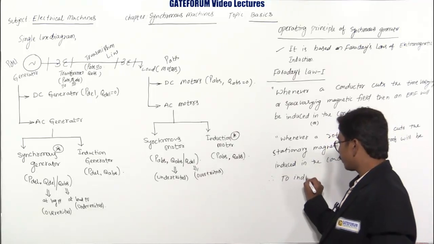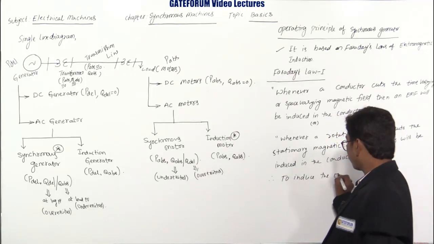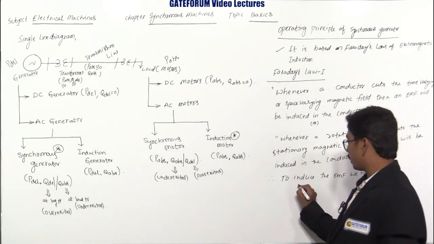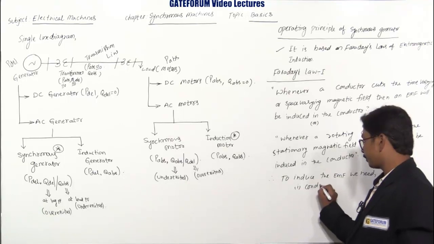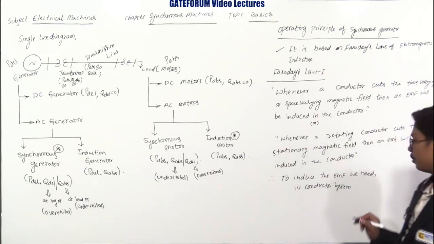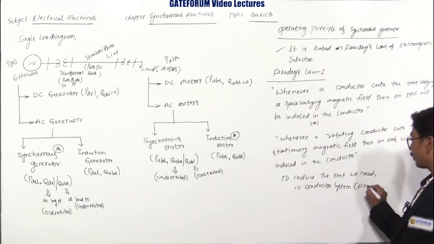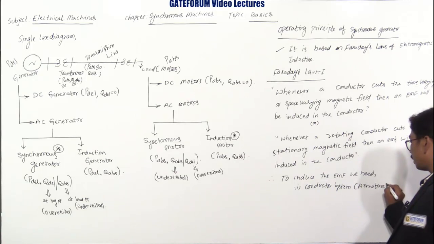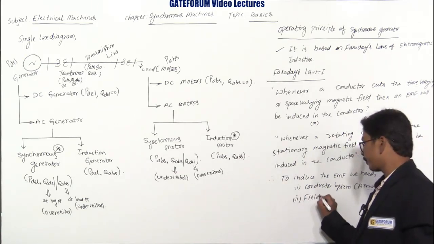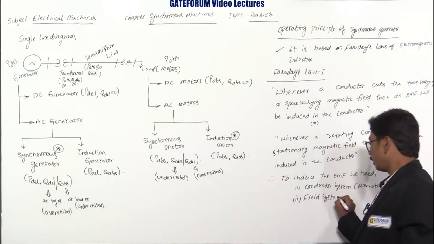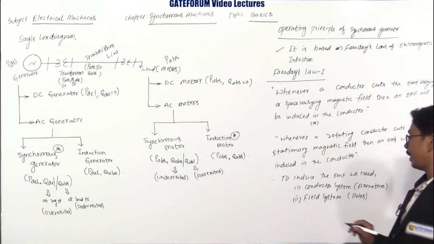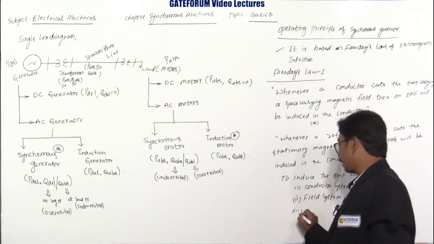Therefore, to induce the EMF, we need first one conductor system, called the armature in electrical engineering, and a field system. That means we need the poles, and relative motion.